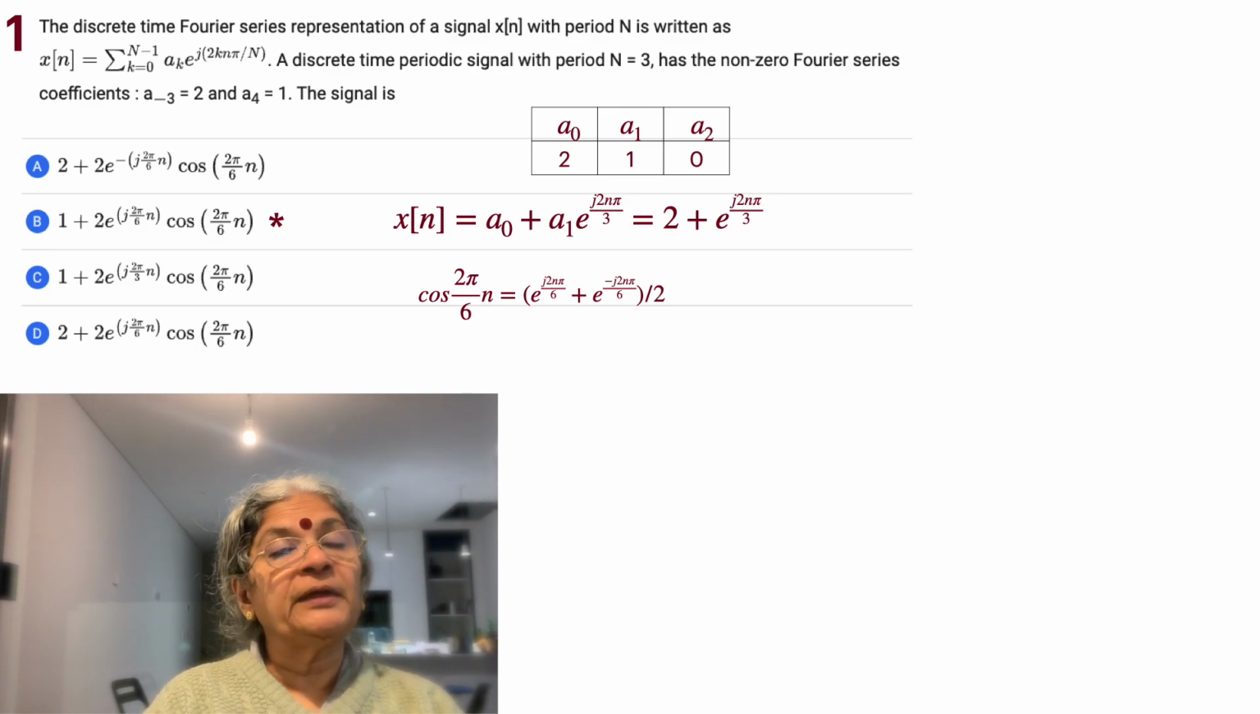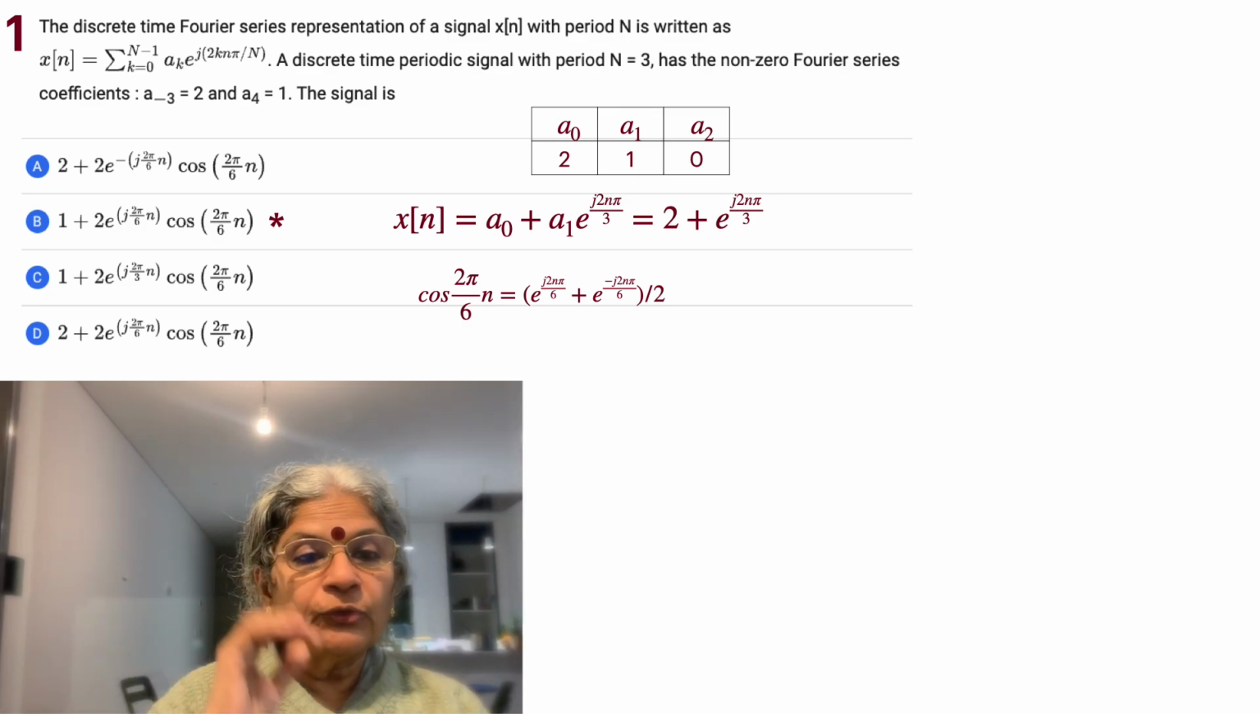So what do we have? B seems to be the correct answer. So what do we do? What is the period? What are the coefficients? Then what is this additional cos 2 pi n by 6 doing there? Just manipulation and you get to the answer. Let's move to the next one.